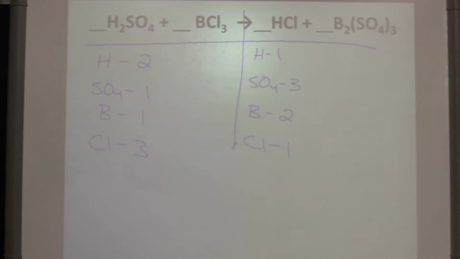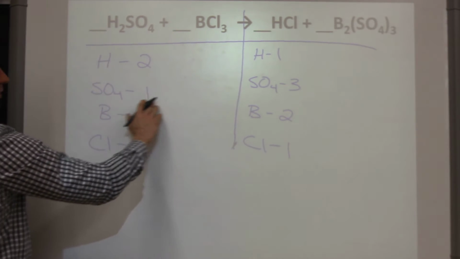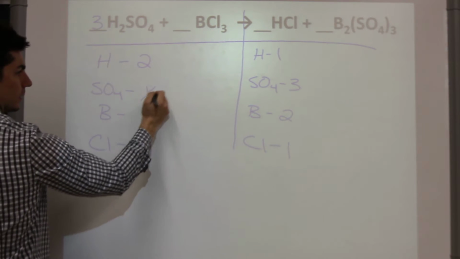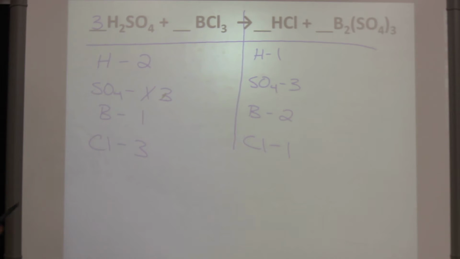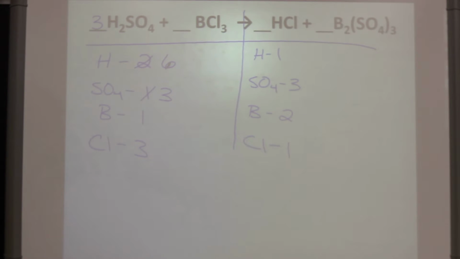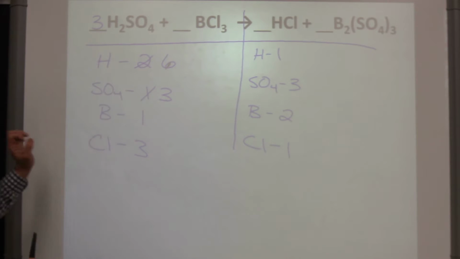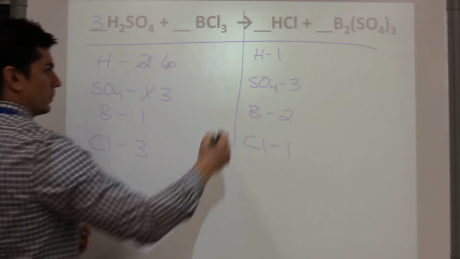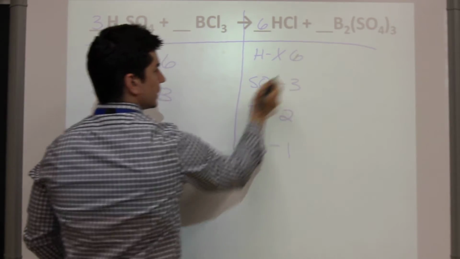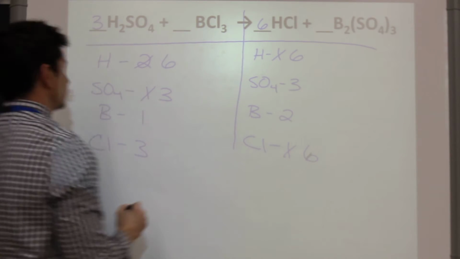All right, so let's start off with the sulfates. It's probably the easiest one to do. I have 3 on this side, 1 on this side, so I'm going to put a 3 here. That is going to make our sulfates become 3, and then for hydrogen, 3 times 2 is going to be 6. So now we're good with our sulfates, but we kind of knocked the hydrogens even more out of whack than what they were. So I'm going to put a 6 in front of here, because we have 1 hydrogen, 6 times 1 is 6, and chlorine, that also is going to take it to 6.